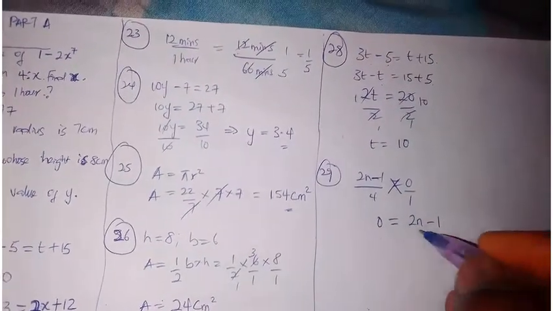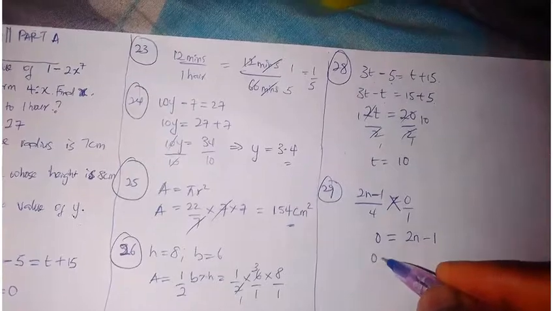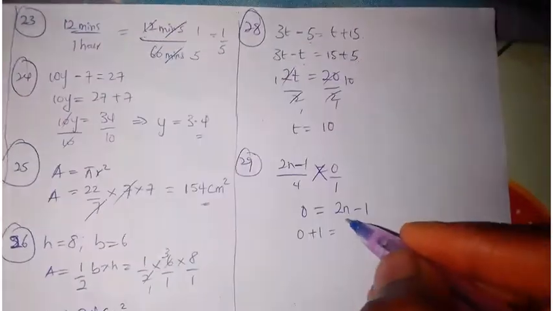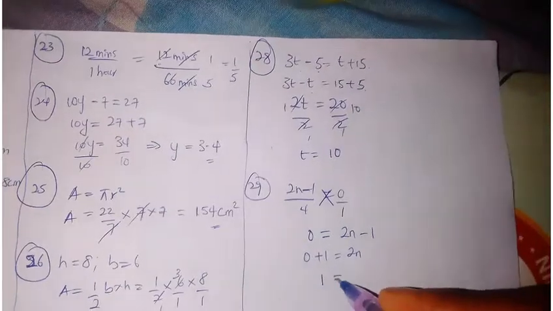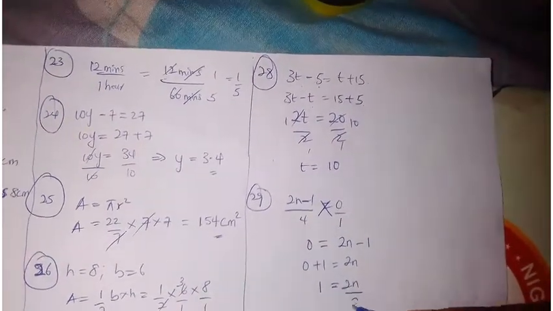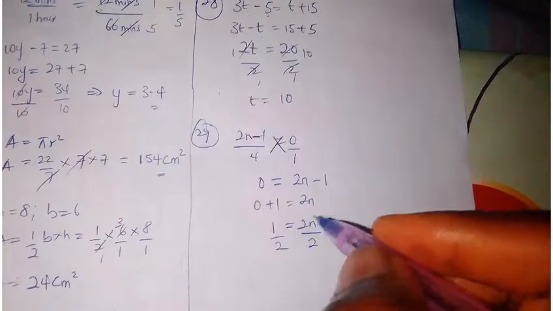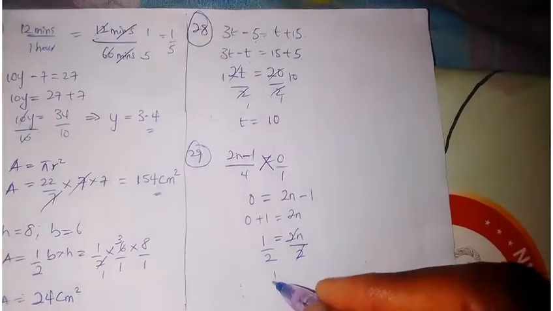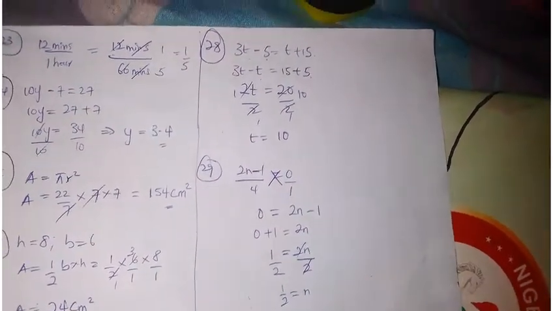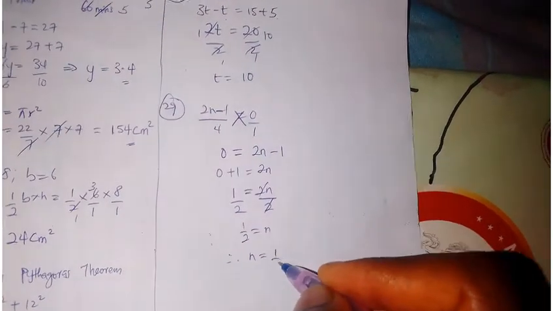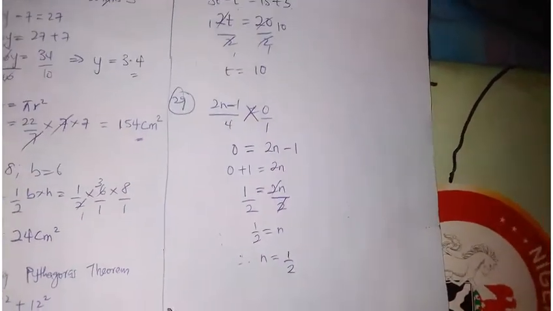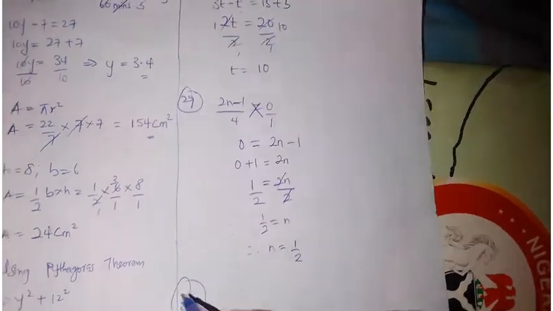So bring 1 here, leave 2n in here. This becomes 0 plus 1 equals 2n. Okay, so 0 plus 1 is 1 equals 2n. I'm to divide both by 2 to get n. This cancels out. 1 over 2 equals n. It implies that n equals 1 over 2. Okay, so for number 30 question, the last one for today's class.